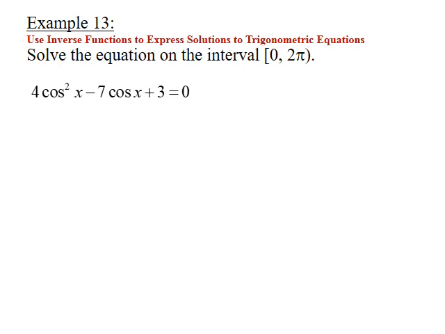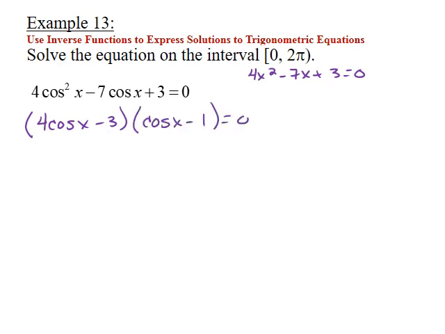Okay, here we want to solve this on the interval 0 to 2 pi. I can see that I have the same trig function, so I can factor this. I can think of this as 4x squared minus 7x plus 3 equals 0 and see if that can be factored. Turns out it can, and it factors into (4 cosine of x minus 3) times (cosine of x minus 1) is equal to 0.